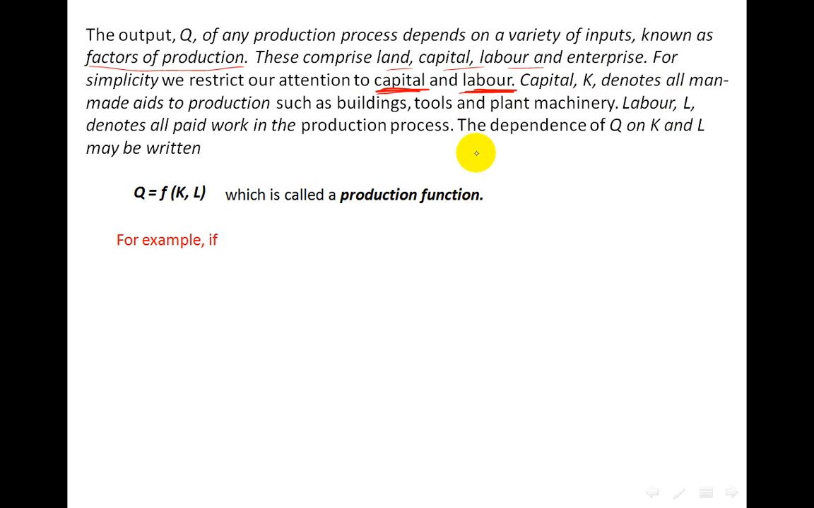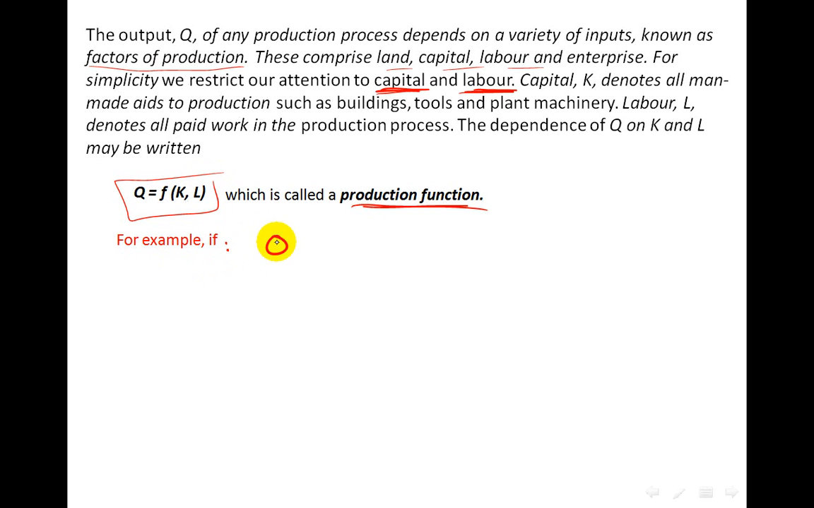So the dependency of Q on K and L may be written as: Q, the output or the product, can be a function of K and L. K is standing for capital and L is standing for the labor. This is called a production function, and K and L are the factors of production. Okay, let's have an example.